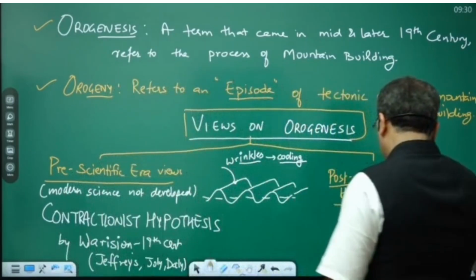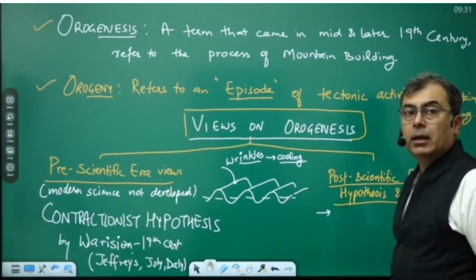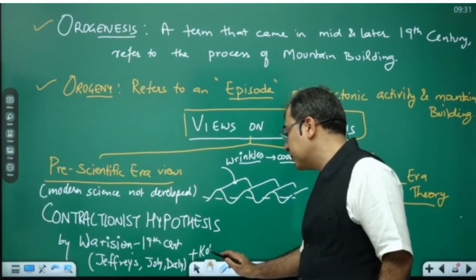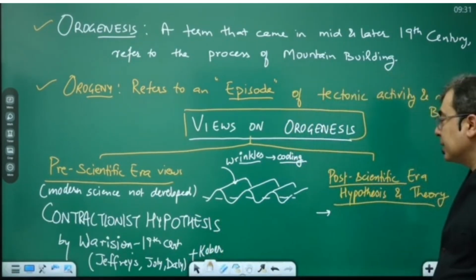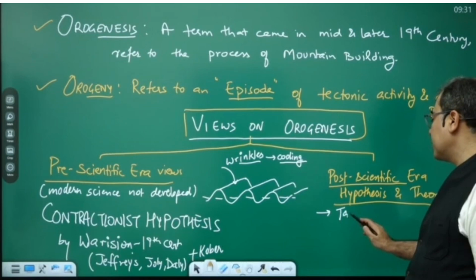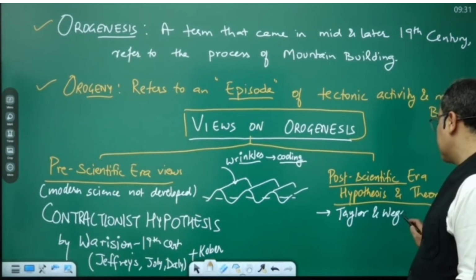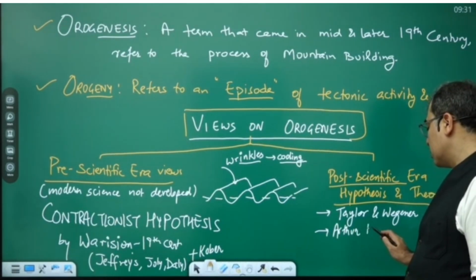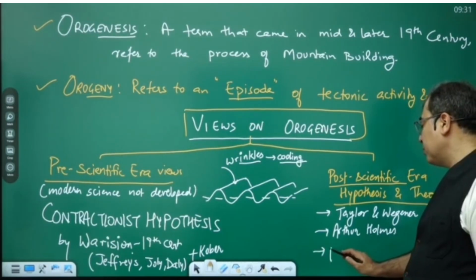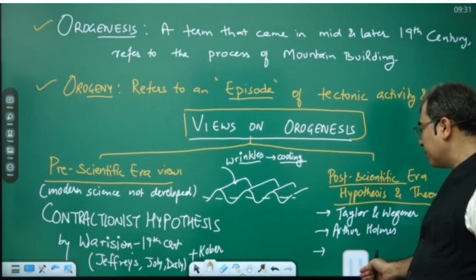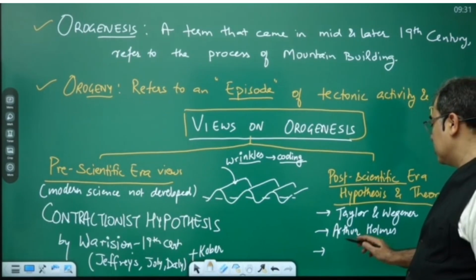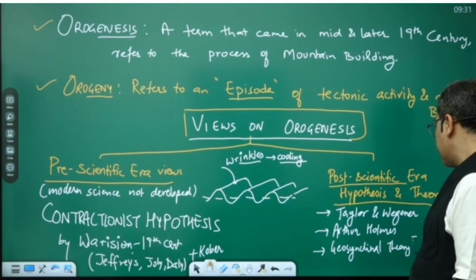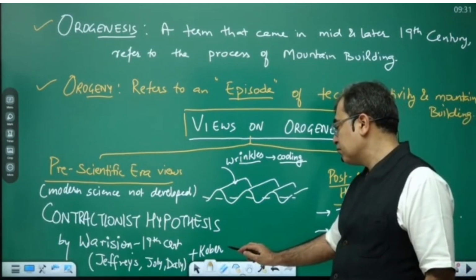When we are talking about the post-scientific ones, here we have, say for example, early ones, and in this plus I will also talk about what Kober is, but let us keep it like that. But post-scientific, they come with Taylor and Wegener. Their views about mountain building. Then we have Arthur Holmes. And then we have the plate tectonic view, or let us just keep it as plate tectonic view. We have placed Kober here too. So the geosynclinal view. Here too Kober will have to be kept.